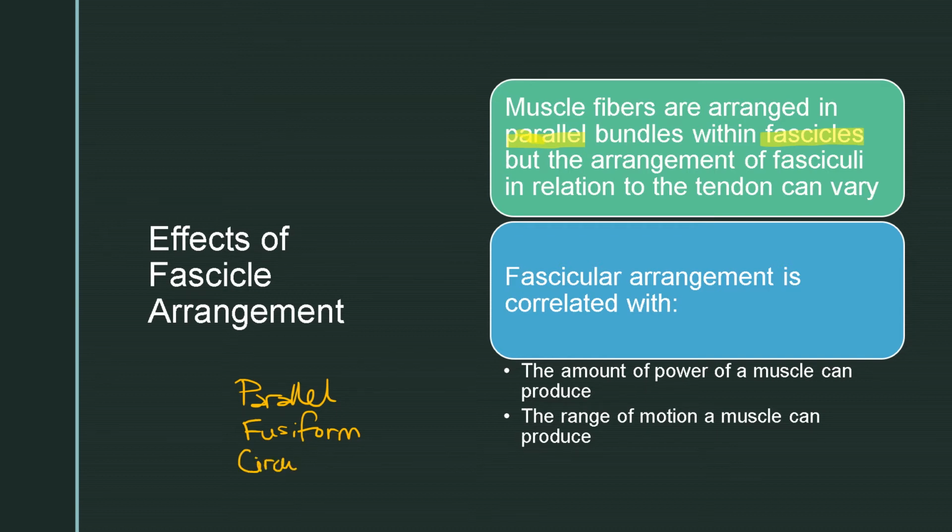Could be circular, triangular, or pennate. Pennate means shaped like a feather. Now, this arrangement that they could have, these 5 different types, really is correlated with the amount of power a muscle can produce and also the ROM, or the range of motion that a muscle can produce.